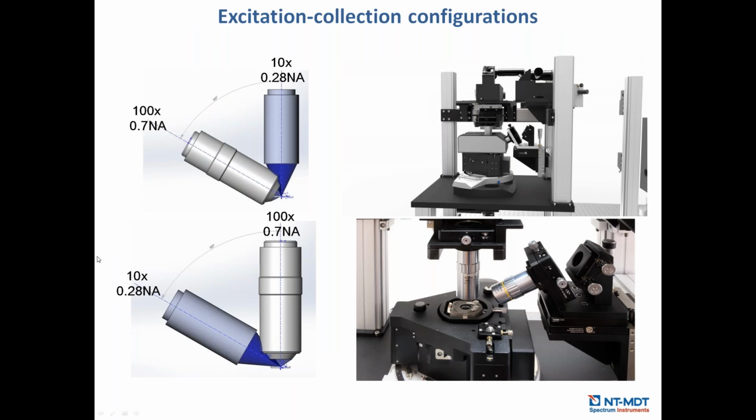Also different numerical aperture objective configurations can be used, depending on your needs. If you need to excite from the side with a very tiny focused spot, it is preferable to use a high numerical aperture objective from the side, and then you can collect either by a 0.28 numerical aperture objective from top, or using some bottom collection objective.